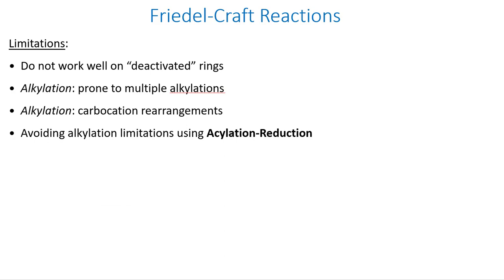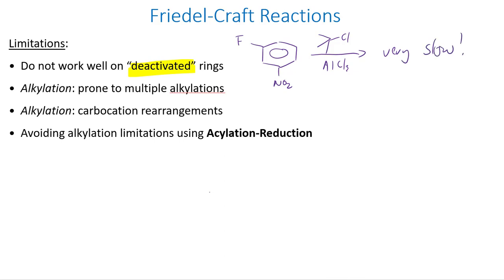And thinking first about limitations, these reactions don't work well on what are referred to as deactivated rings. Deactivated rings are ones that contain a lot of electron withdrawing groups. So if we had a halogen and a nitro group, for example, it would be relatively difficult, if not impossible, to do an alkylation or an acylation on that ring. And this is not a terribly important one, we're just getting it out of the way first.